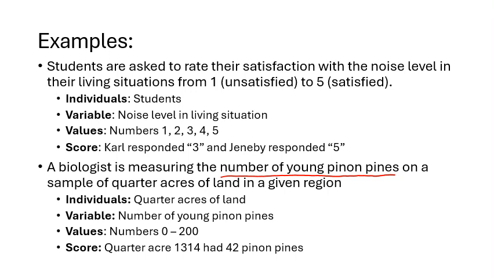And then the score. Well, imagine that all these quarter acres were numbered, and quarter acre 1314 had 42 pinyon pines. That's the score for quarter acre 1314.